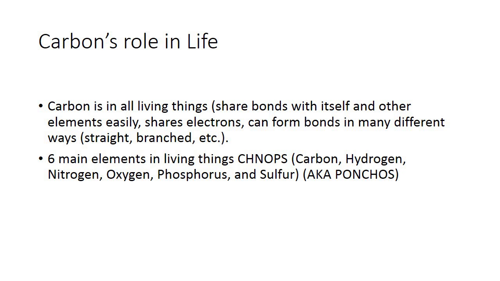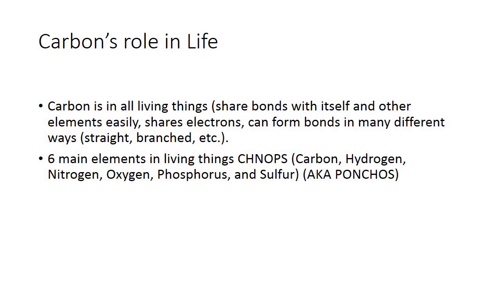Now, the 6 main elements that you gotta know for living things are CHNOPS, otherwise known as ponchos. That's carbon, hydrogen, nitrogen, oxygen, phosphorus, and sulfur. Okay? You must know ponchos. And ponchos is what makes these large, naturally occurring polymers.